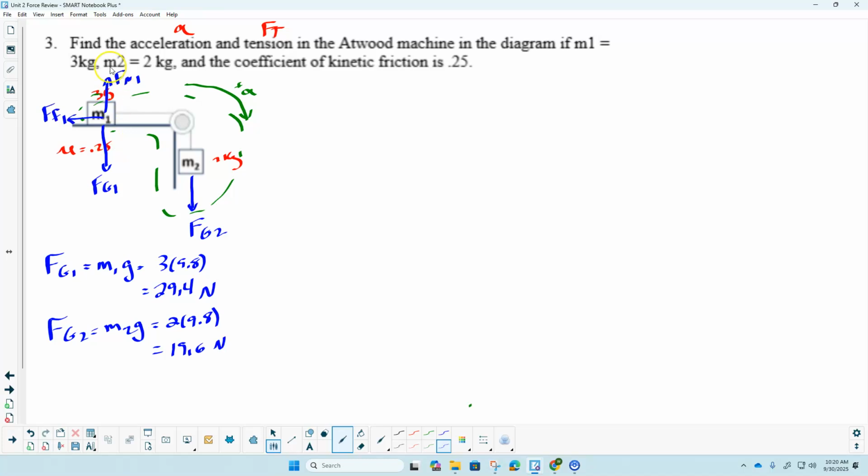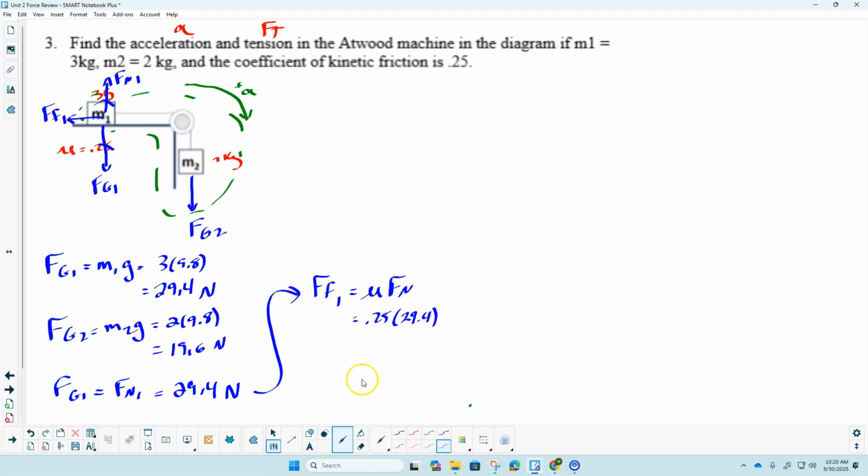In looking at the picture for 1, the normal force on 1 and the gravity 1, they're balancing out. So Fg1 equals Fn1, which is equal to 29.4. And then I can use the friction equation to figure out that number. So the force of friction on 1 would be μ FN. So it would be 0.25 times 29.4. And that, I believe, should give you 7.35. So I'll check that real quick to make sure I got that number right. But that's the force of friction, I believe, acting on our box. So 0.25 times 29.4. Yeah, that's 7.35.